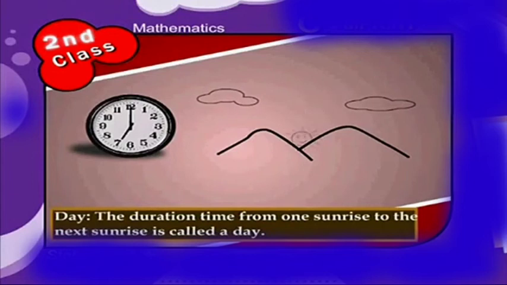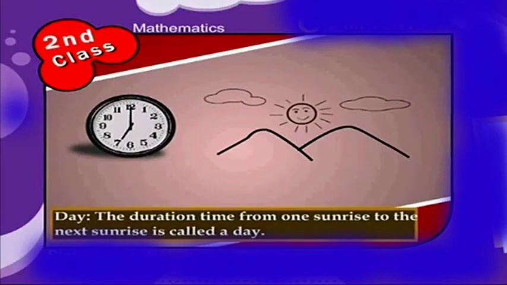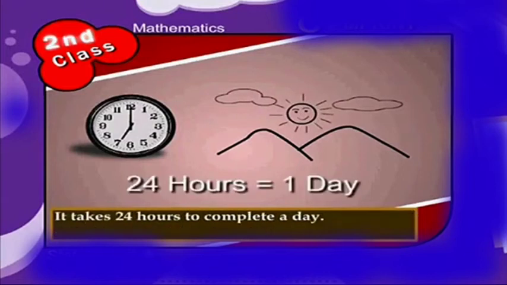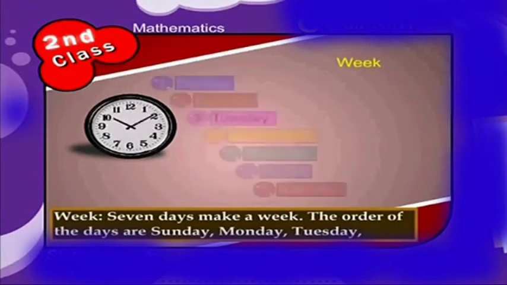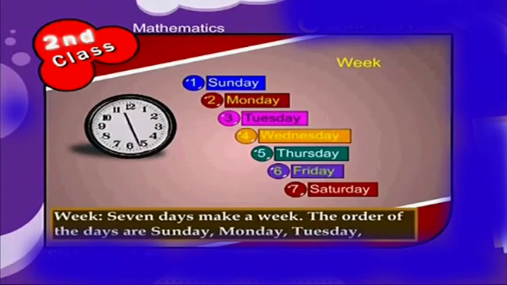The duration of time from one sunrise to the next sunrise is called a day. 24 hours is equal to 1 day. Week. 7 days make a week.